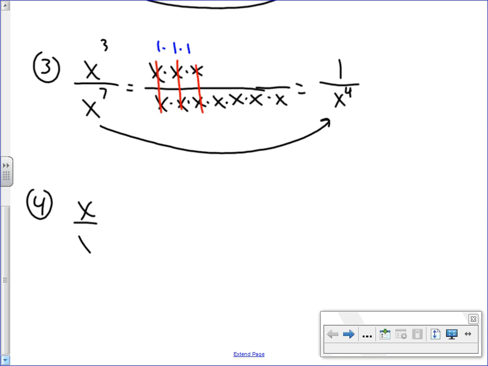We'll do one more. They're pretty small. All right. An x in the numerator and divided by an x to the fifth in the denominator. So my numerator is just plain x, and my denominator has 5 x's.